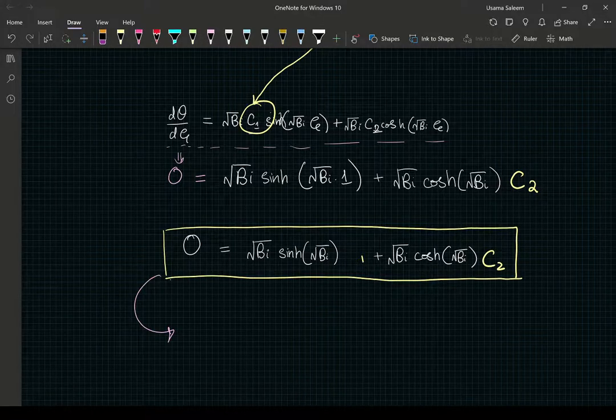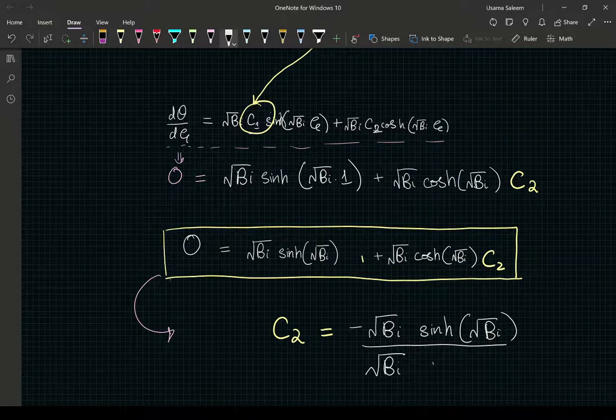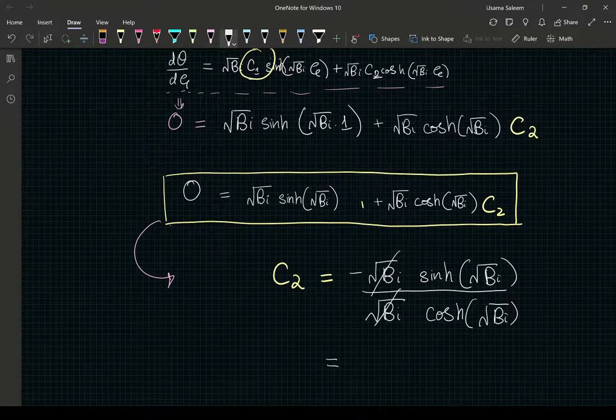C1 is 1. C2, however, I can solve for C2. C2 turns out to be, hopefully I won't mess up this algebra, the negative of square root Bo times sinh of square root Bo divided by square root Bo times cosh of square root Bo. And C2 comes out to be negative tanh of square root Bo.